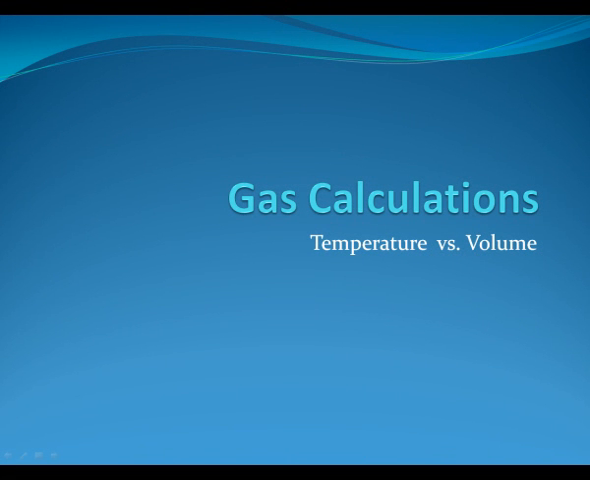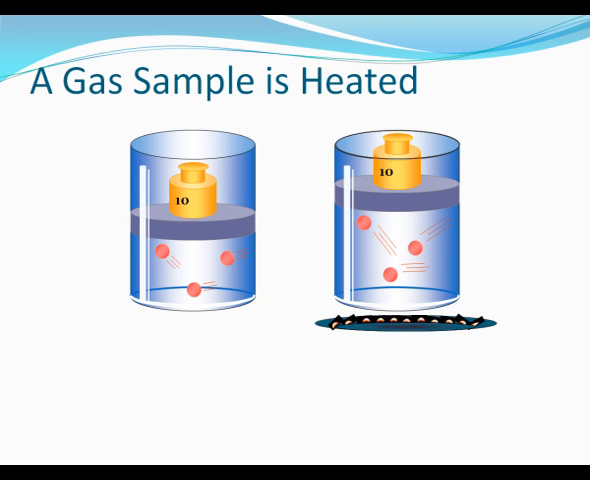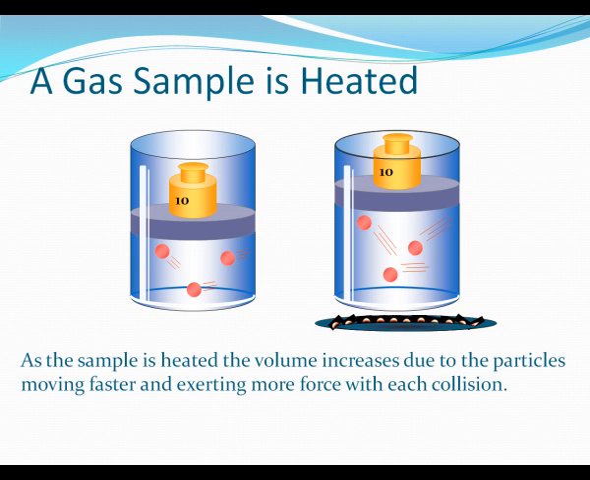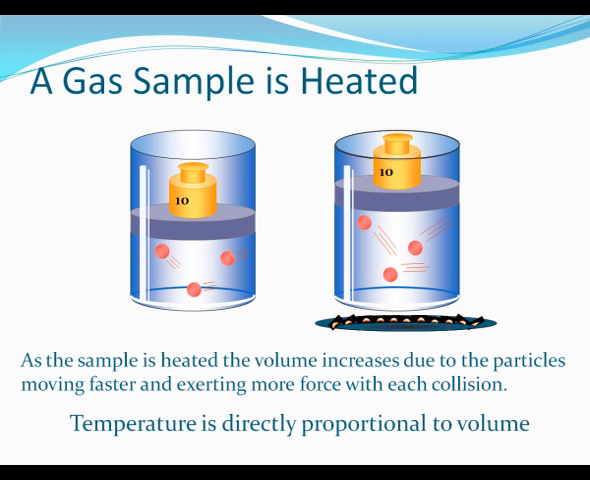This podcast in the gas calculation section is relating temperature and volume. If you have a sample of gas under constant pressure and you heat it, it will expand because the particles are moving faster, and every collision with the walls of the container exerts more force, and so the volume necessarily must go up. And we say that temperature is directly proportional to volume.